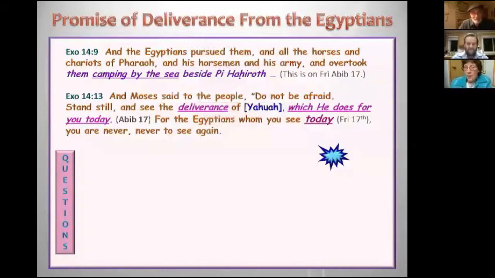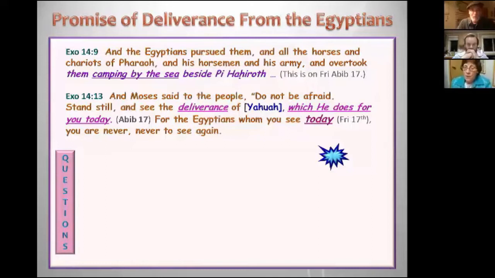Yes, they did have a promise of deliverance from the Egyptians, but once Pharaoh had figured out, hey, they got away on us, he decided that he was going to chase too. So in Exodus 14:9, it says, "And the Egyptians pursued them, and all the horses and the chariots of Pharaoh and his horsemen and his army, and they overtook them camping by the sea beside Hahiroth." And that would be on Friday, or the preparation day of Abib 17.